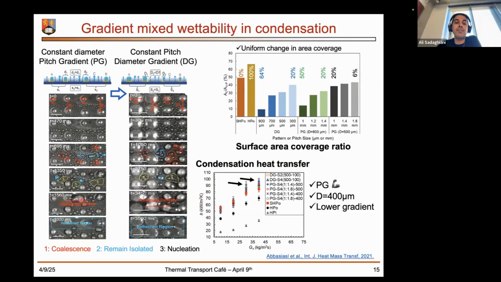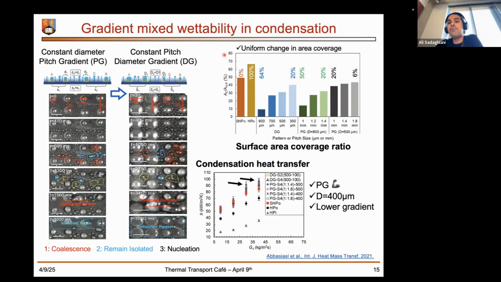And after some point, we have the vacant area for the continuation of the cycle. But when we are observing the condensation on the larger spots, what we observe is that more area is basically covered with the droplet, and this results in the reduction of the condensation performance.